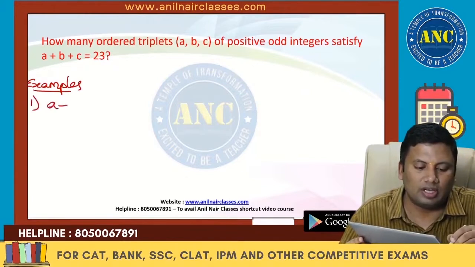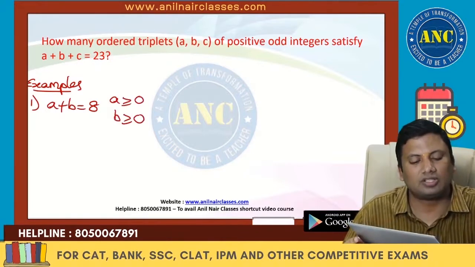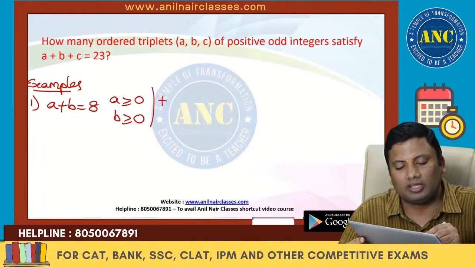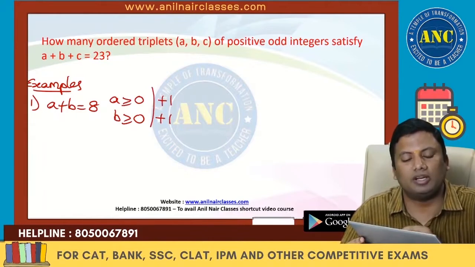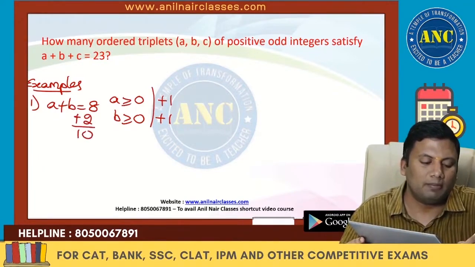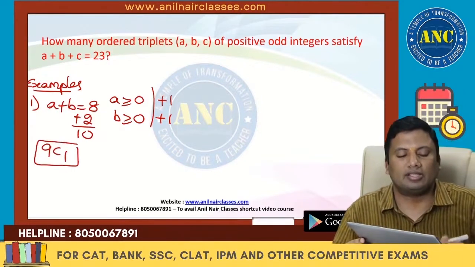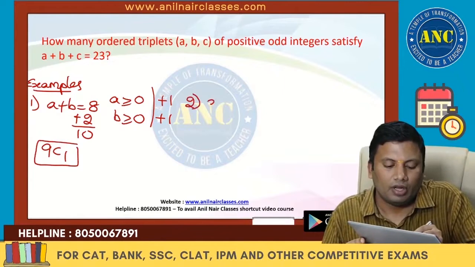Suppose the question is A plus B equivalent to 8. A is starting from 0, B is starting from 0. 0 means I need to add 1, 0 means I need to add 1. To 8 I am adding 2, that gives 10. 10 balls are kept in a line. There are 9 gaps. Select any one. Answer is 9C1.